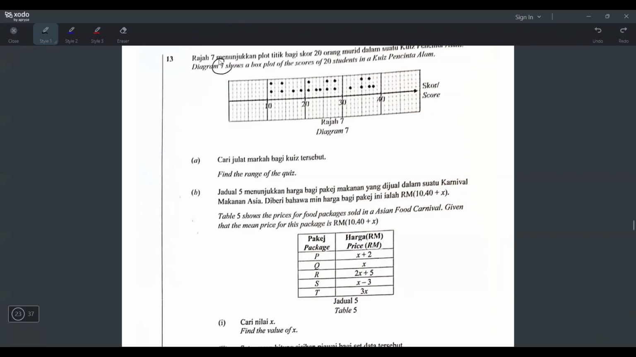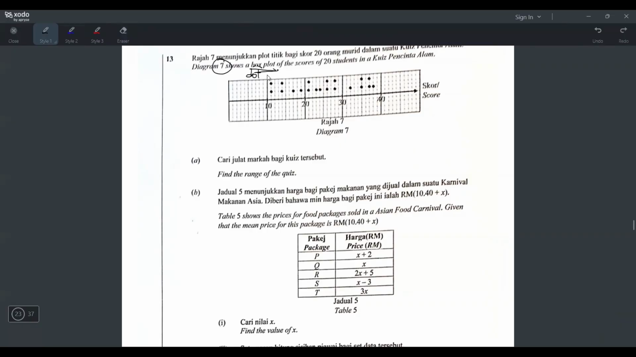Okay, number 13. Diagram 7 shows a box plot. Actually, it's a dot plot. Yeah, they got it wrong. This one is not a box plot. A box plot is not like this. A box plot is like this. So I think they made a mistake here. This one is a dot plot. You see in Bahasa Melayu they also call it plot titik. The BM version is correct, but the English version should be dot plot, right?